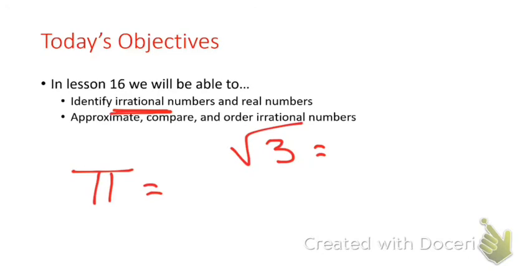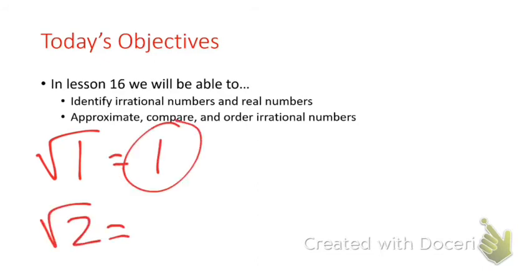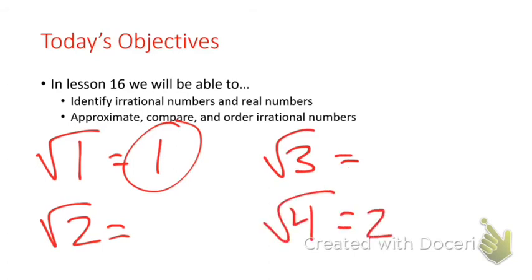Okay, any counting number that doesn't have a perfect square root would be an example of an irrational number. So the square root of 1 equals 1, that's rational. Square root of 2, we don't know unless we type it into a calculator, so that would be considered an irrational number. Square root of 3, we also don't know, so that would be irrational. Square root of 4, we know is 2, so that would be rational. So the square root of any counting number that's not a perfect square is going to be considered an irrational number.